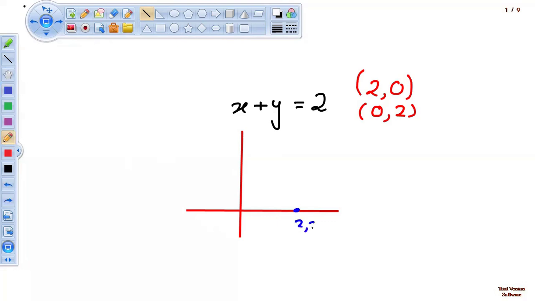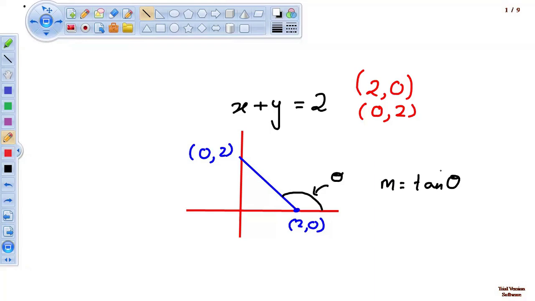This is 2, comma 0. This is 0, comma 2. So, this is our line on a graph. Now, for this line, the slope is basically how it's rising or falling. One method of finding the slope is through trigonometry. We always take the angle as this, towards the positive direction of the x-axis, and slope is equal to tan theta. This is one way of finding the slope.